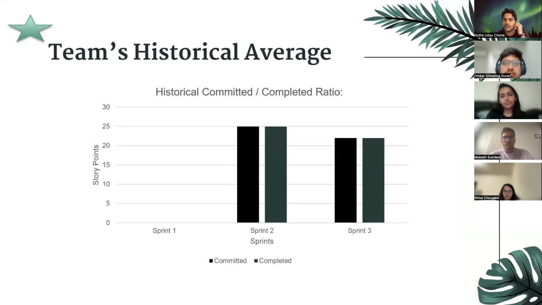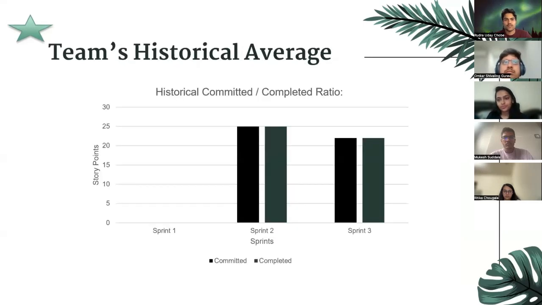Yes, so our team velocity comes to 22 story points that we have completed in this sprint. Team velocity is basically the ratio of the number of days to the total number of story points. As we can see, we had 25 story points in sprint 2, and we have 22 story points in sprint 3. We have completed targets for both the sprints.